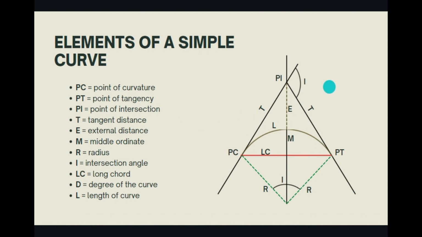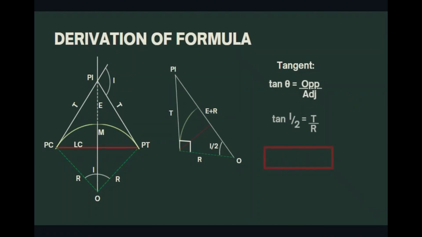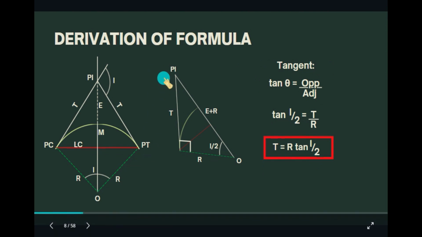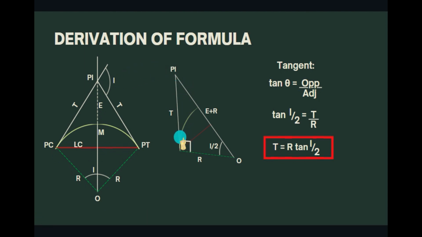Next, we will be deriving basic formulas of a simple curve. We can derive the formulas used in a simple curve by using trigonometric concepts. The first thing that we can compute is the tangent. Take note that there is a right triangle formed here, in which the angle formed by the back tangent and the radius is 90 degrees. So the length from the PI to the center of the circle is equal to E plus the radius.